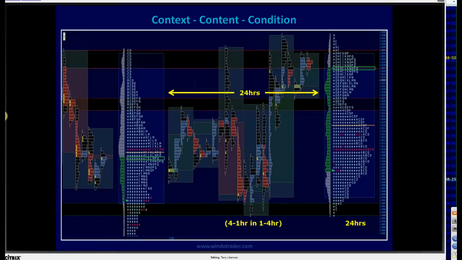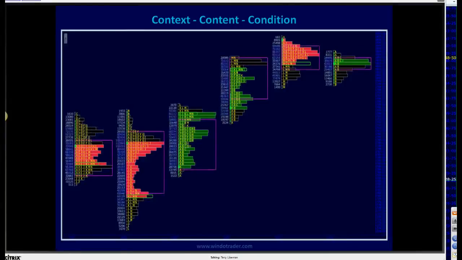But if you'll notice, these are little dollar signs right here. He can tell where, based on the way he's configured the software, the 100 lots or greater have traded. What he's looking for there is to see where size came into the market. So he has the 24 hours here for the session. He has the 24 hours in a profile format. And he's also able to see inside of each 4-hour candle the 1-hour time frames.